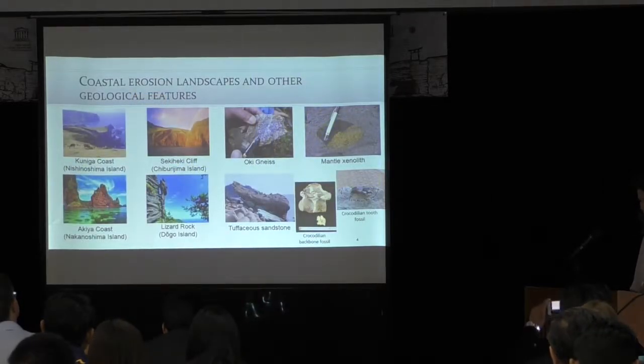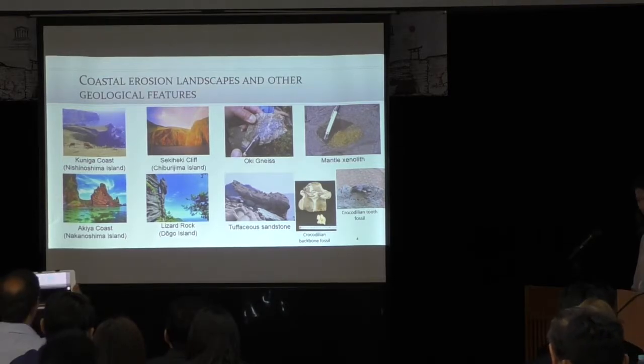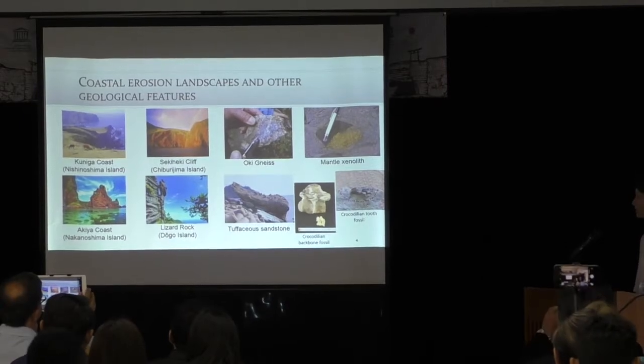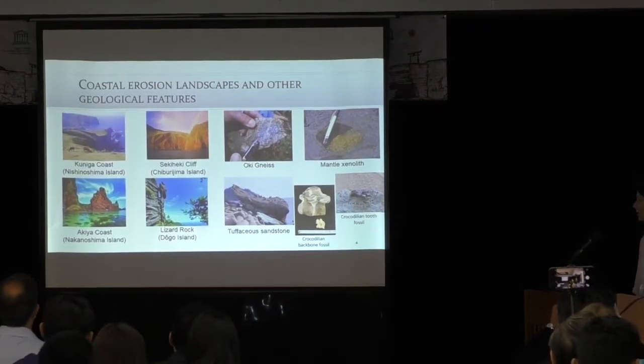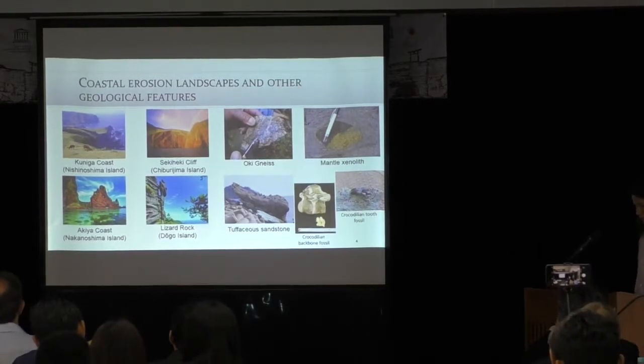And there are 3 main themes in the geopark concept of Oki Islands. The first theme is geological heritage and geohistory, by which we mean the geological processes that created the Oki Islands and the Oki archipelago. And here you can see some examples of the coastal sceneries and some of the more important geological features of the islands.